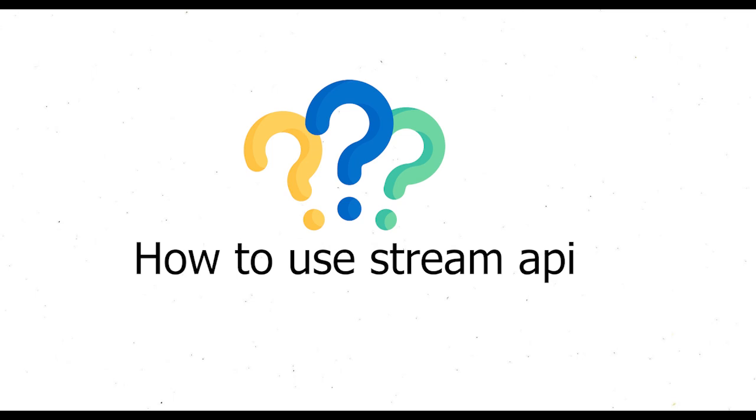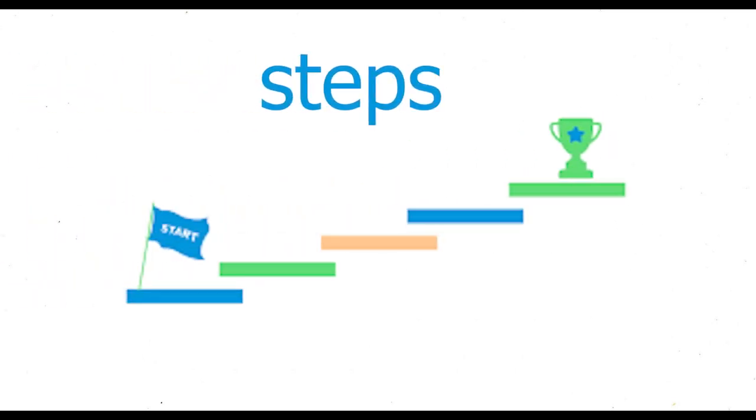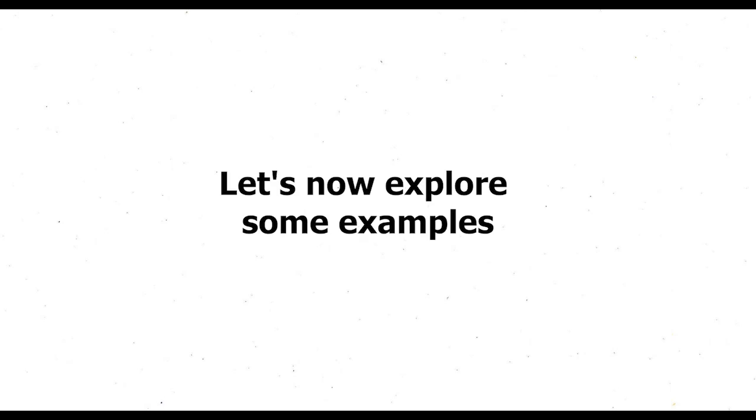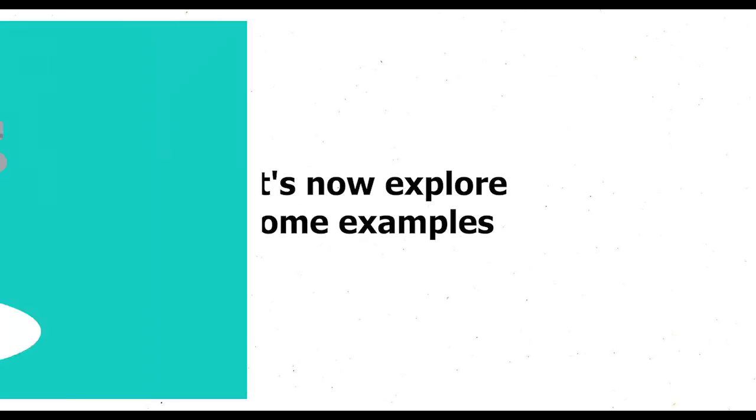How to use the Stream API? To use the Stream API, you need to follow a few simple steps. First, you need to create a stream from a data source, such as a collection or an array. Next, you can apply one or more operations, such as filtering, sorting, or mapping, to the stream. Finally, you can collect the output of the stream into a collection or perform some action, such as printing it to the console. Let's now explore some of the most commonly used operations in the Stream API.